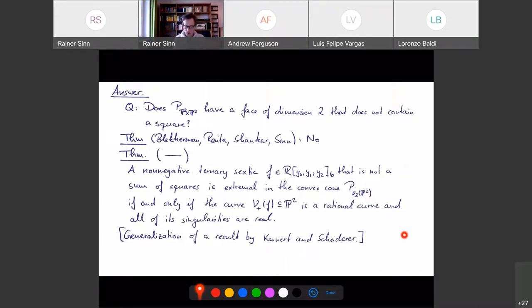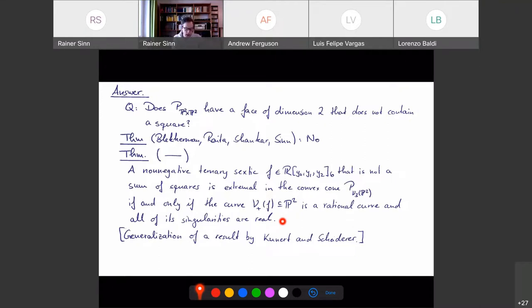And the theorem that we actually show, which then implies this one, is that a non-negative ternary sextic is extremal in the cone of all non-negative ternary sextics if and only if the associated curve, the zero set of this polynomial in the projective plane, as a complex curve is a rational curve, and this rational curve will therefore have 10 singularities, if you know some counting properties, and all of these have to be real points of P2. There was a previous result in a similar direction by Kunert and Scheiderer, who showed a different thing. They showed how to construct extreme rays of this cone given certain nice point configurations in the plane. So they gave lots of examples of this type, but they did not quite look at this question, so they did not quite show this theorem.